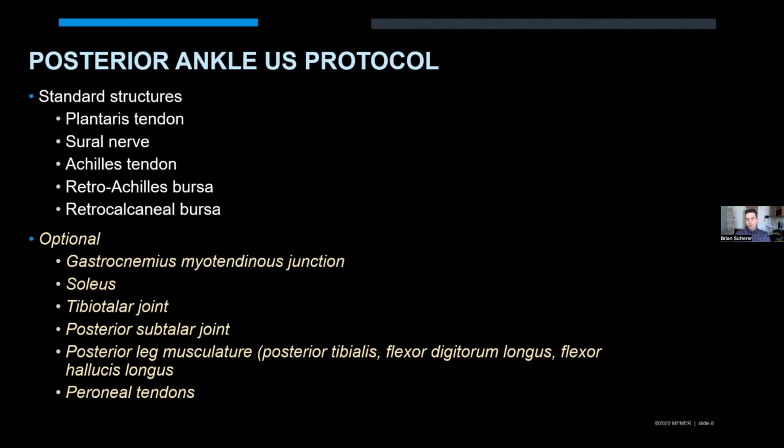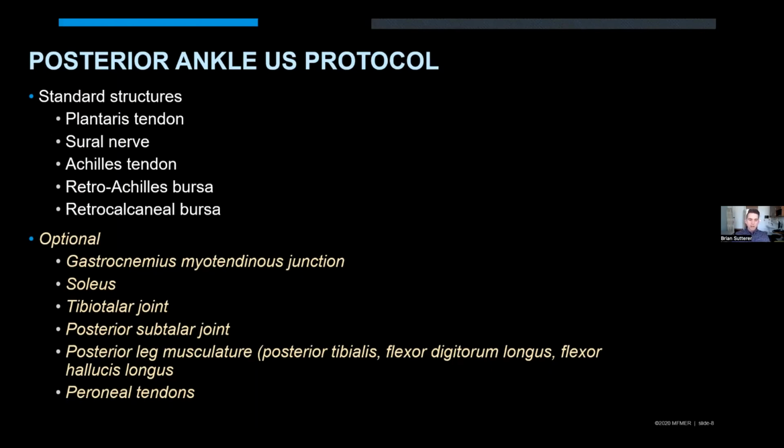The posterior ankle ultrasound protocol breaks this down into the standard structures and then some things that would be optional, depending on each individual's specific presentation and what you found on your exam. The standard structures: Plantaris, the Sural Nerve, Achilles tendon, Retro-Achilles Bursa, and then the Retrocalcaneal Bursa. Optional things to consider, especially if somebody has a lot of mid-portion Achilles tenderness, include the Gastroc Myotendinous Junction, as well as the gastrocnemius muscles, the soleus, the tibiotalar joint, posterior subtalar joint, some of the deep posterior leg musculature as relevant, and then the peroneal tendons. All of these just as you see fit based on your scan.